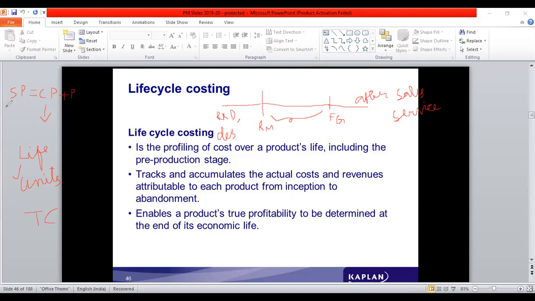So that is the concept, and it says it enables a product's true profitability to be determined at the end of its economic life. So they will be able to understand what is the overall total profit which they have realized at the end of the life of the product from recovering all the cost from the revenue generated. So that is the concept of life cycle costing.